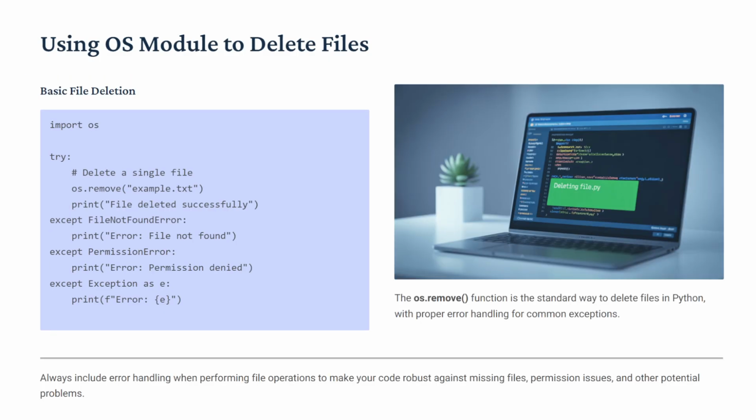The os.remove function is the standard way to delete files in Python, with proper error handling for common exceptions. Always include error handling when performing file operations to make your code robust against missing files, permission issues, and other potential problems.